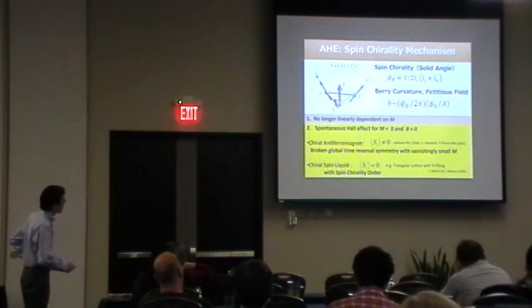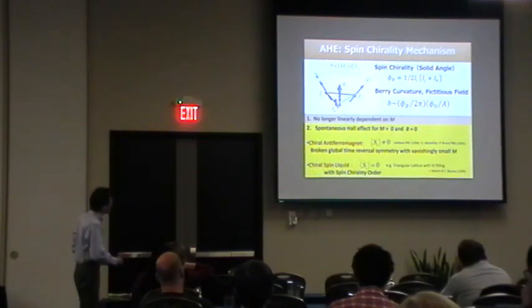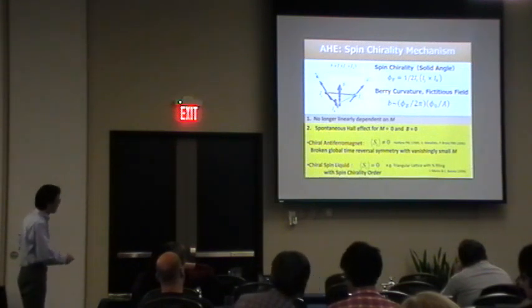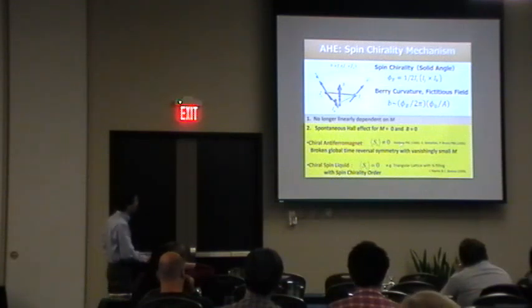there would be maybe two interesting states of matter: what is called chiral antiferromagnet, which can exhibit a massive Hall effect, or even chiral spin liquid, which can exhibit the spontaneous Hall effect. Okay. So what I wanted to talk about is the experimental basis.